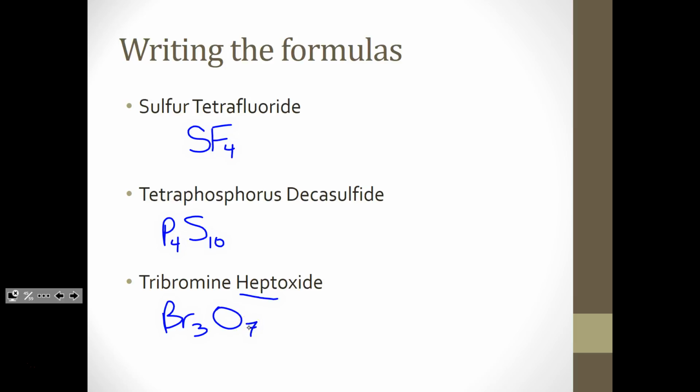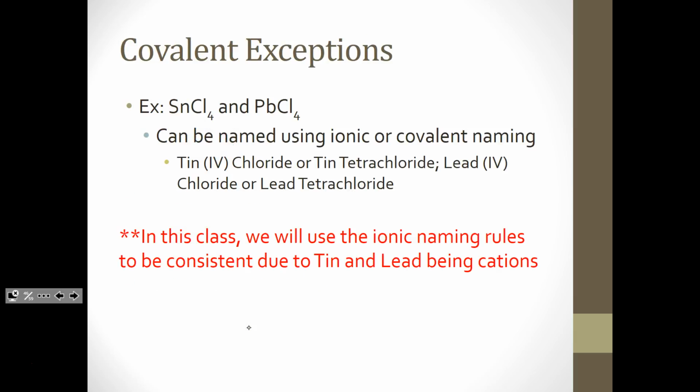All right, so very simple, a lot easier, a lot more straightforward than ionic. The only difficult part of covalent compounds, however, is there are a lot more exceptions than there were with ionic. So simple naming rules, however, there are a few exceptions we need to cover. Okay, first of all, these 2 compounds right here. When you have compounds that contain tin or lead, tin is Sn and lead is Pb.